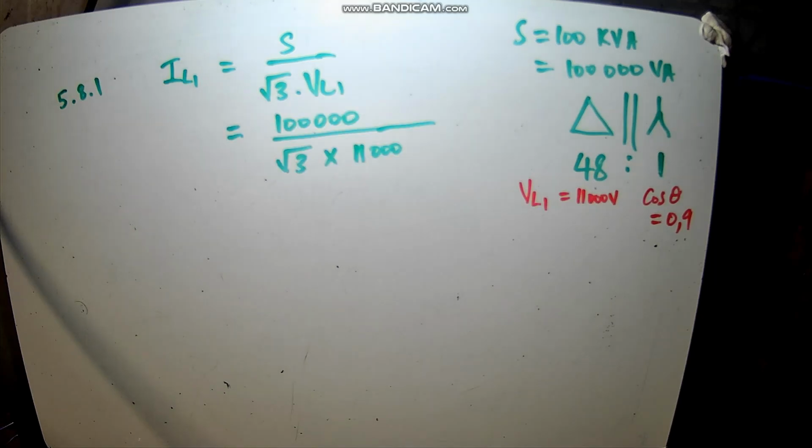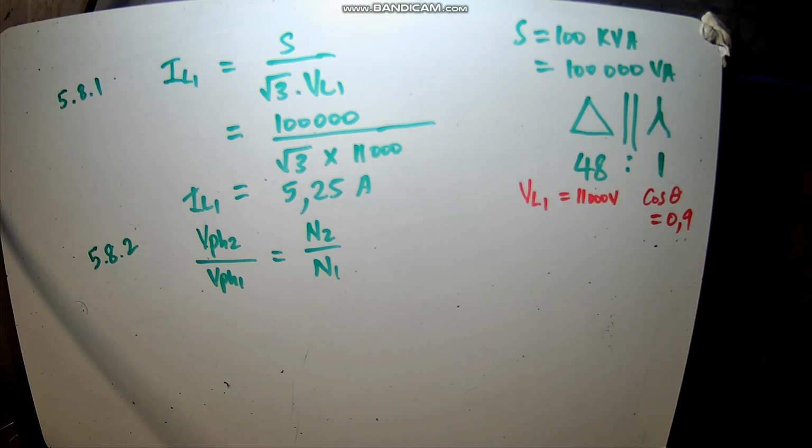So S is the apparent power, substituting 100,000 over root 3 times. Don't forget VL1 is 11,000 volts. Okay, plugging that into our calculator, we get an answer of 5.25 amps. The next question, the secondary phase voltage.